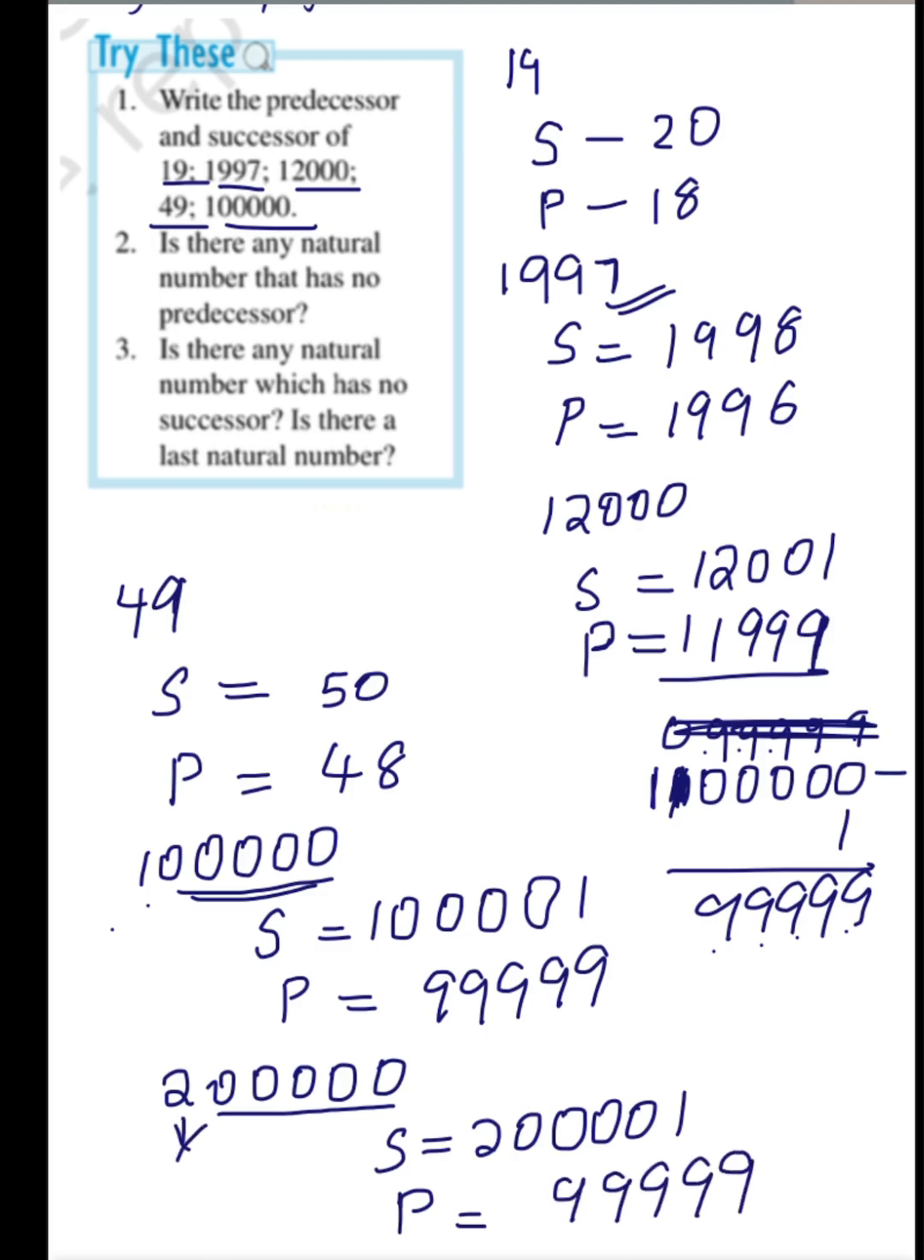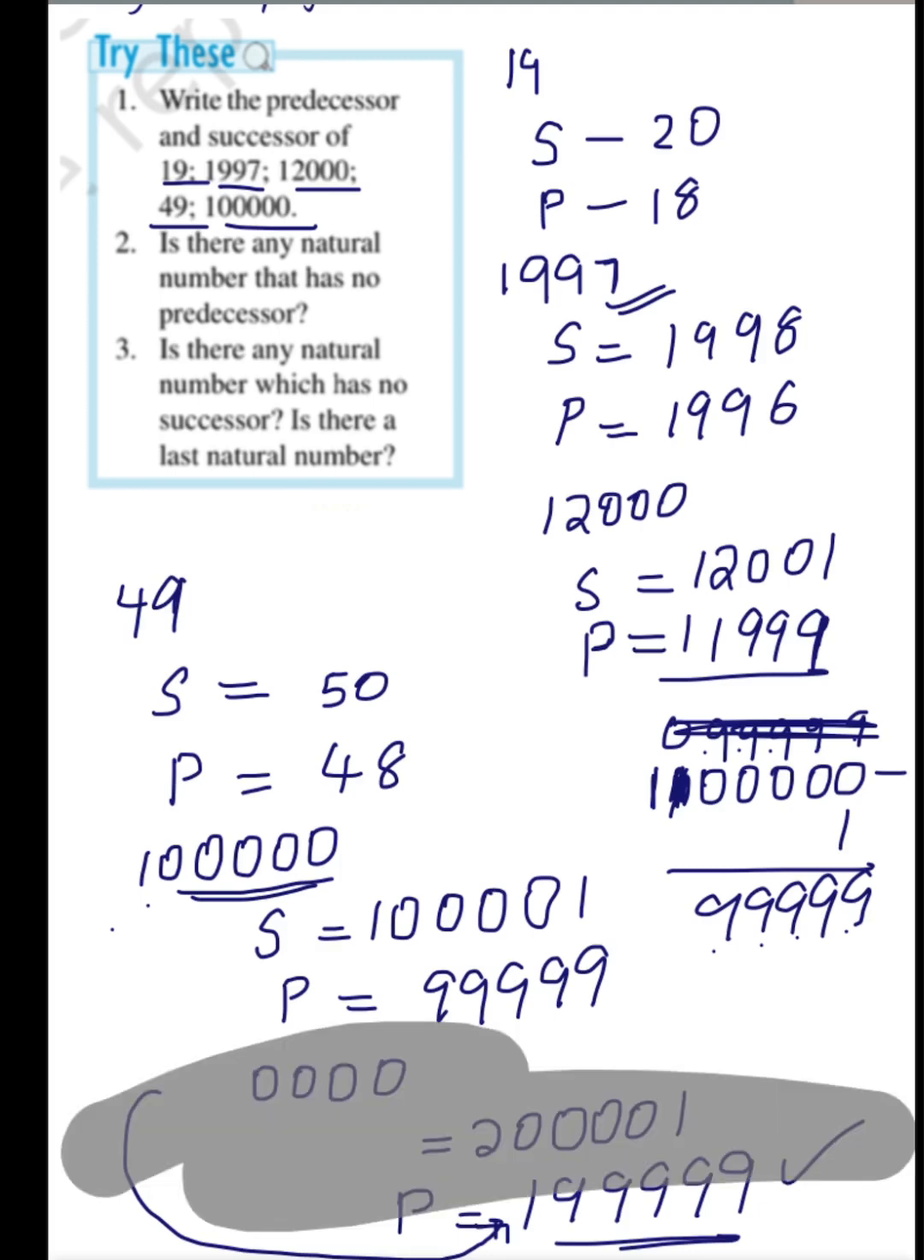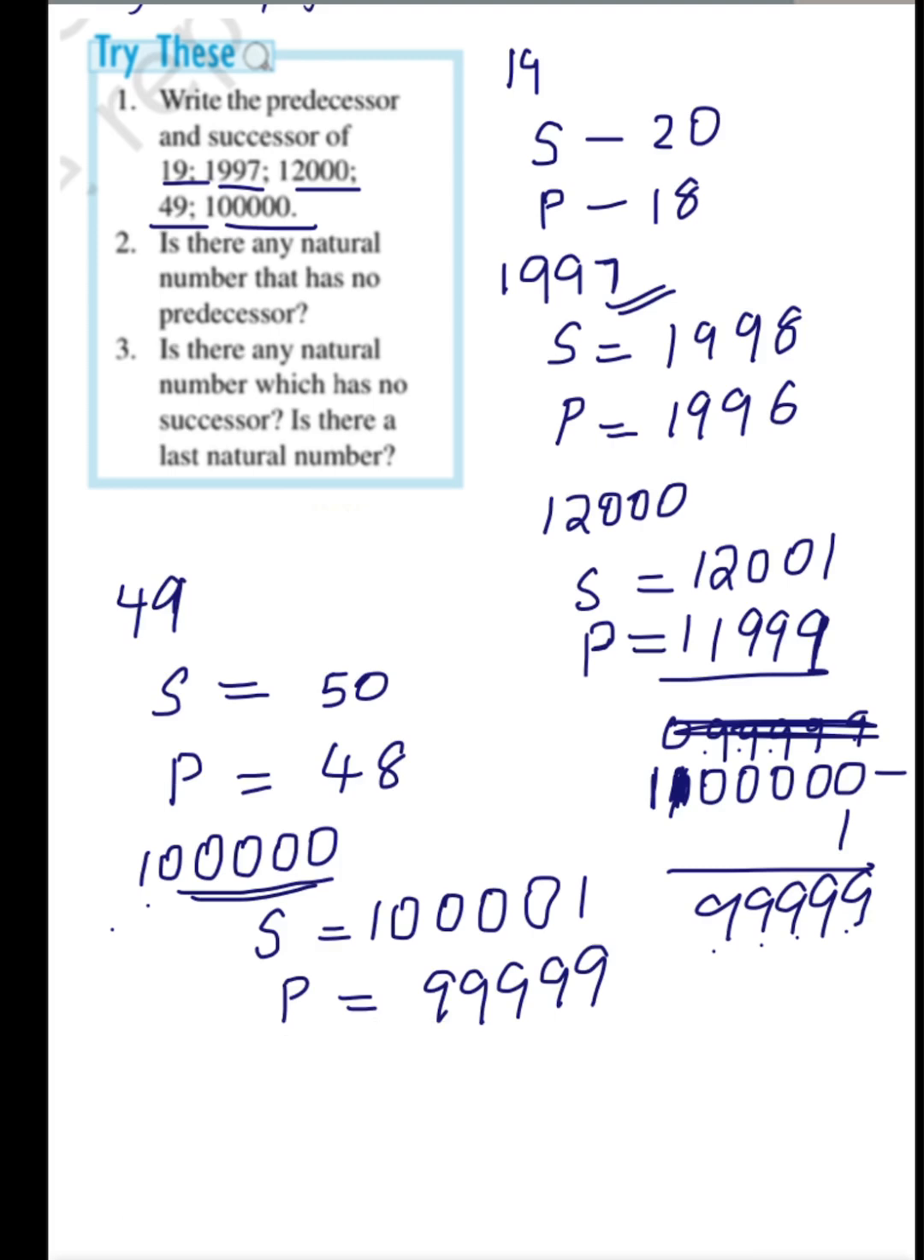Then what about this last 2? 2 will be transformed as 2 minus 1, that means 2 will be transformed as 1. So in this way you can find the predecessor. This will be the predecessor of 2 lakh. Or you can simply subtract 1 from 2 lakh, then also you will get the same answer. But easily you can get the predecessor in this way. So that's all about the first question.